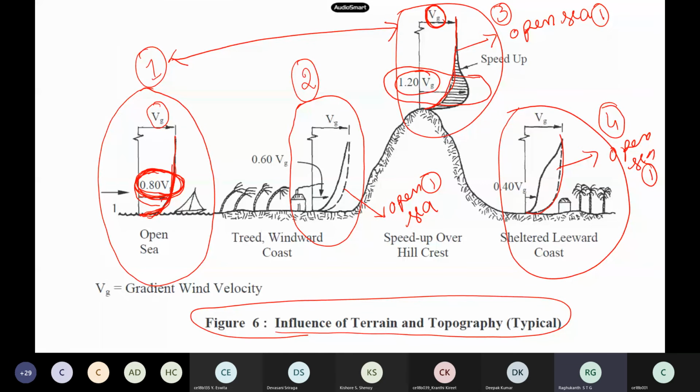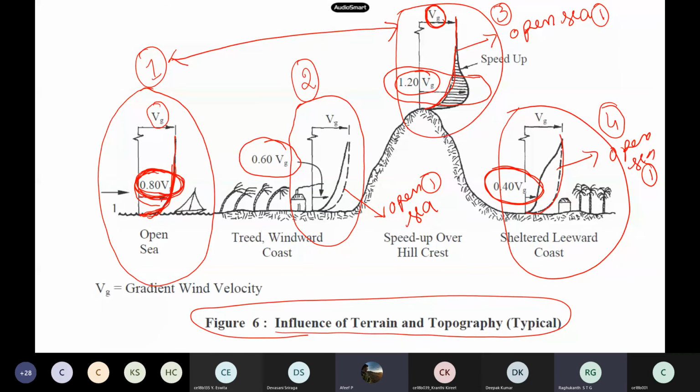De-amplifies. Now for the second case, say your house is here and behind your house is a hill. Is it de-amplification or amplification? De-amplification. Now if your house is located after the hill, how much is the velocity? 0.4. So now which is the safest? You tell me, 1, 2, 3, 4 for wind. 3 is the safest.